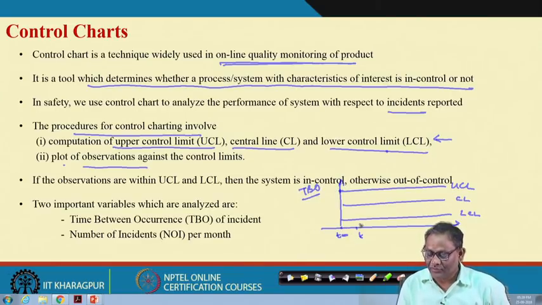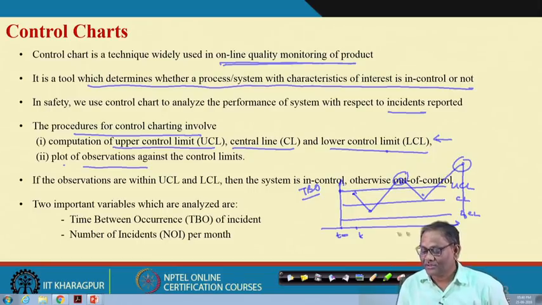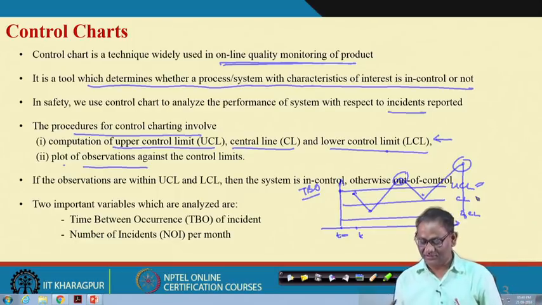So, when the first incident takes place, you see the time taken may be this much. Then the second like this, third like this, fourth, fifth, sixth like this. If you plot this, you may find this one and this other one are out of control, meaning above UCL.